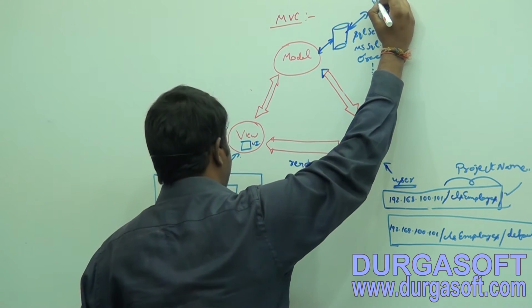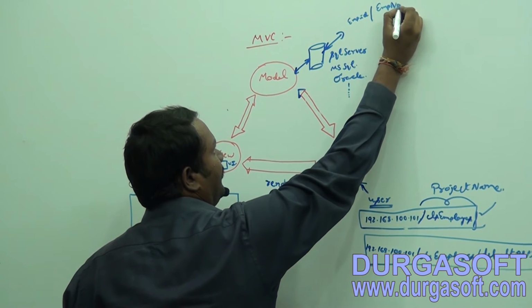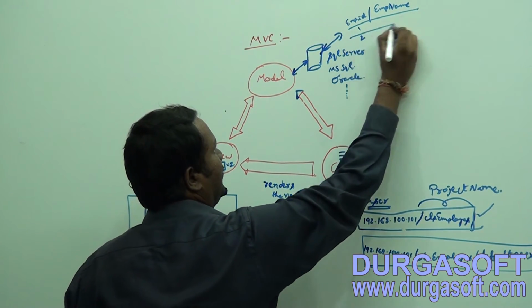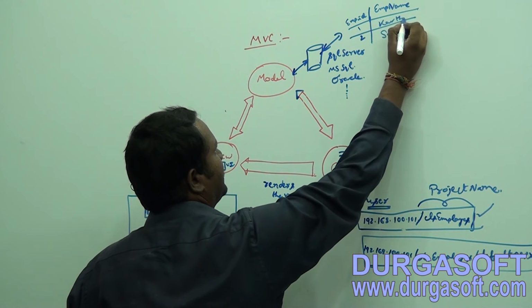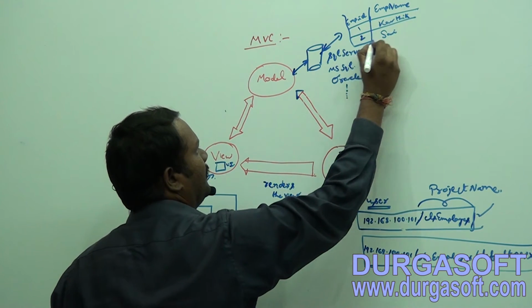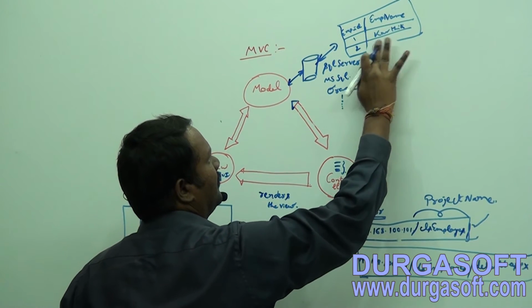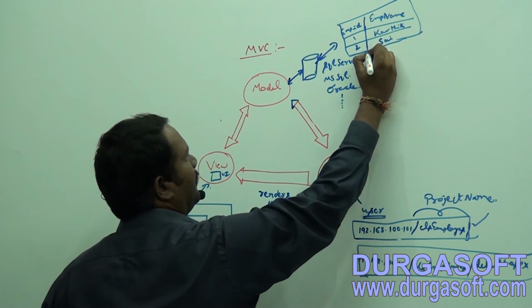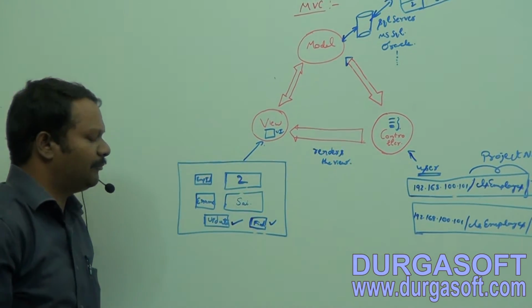Like this, employee with 2 columns, employee ID and employee name. 2 columns are there here. Assume there are 2 records. This is Sai, this is Karthik, like that. 2 records are there here. This table, you are getting it from the database and displaying it back to the view.